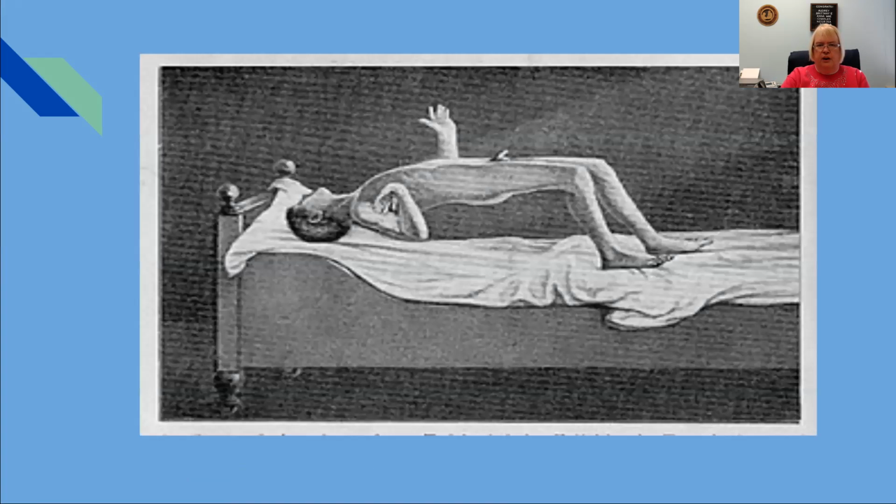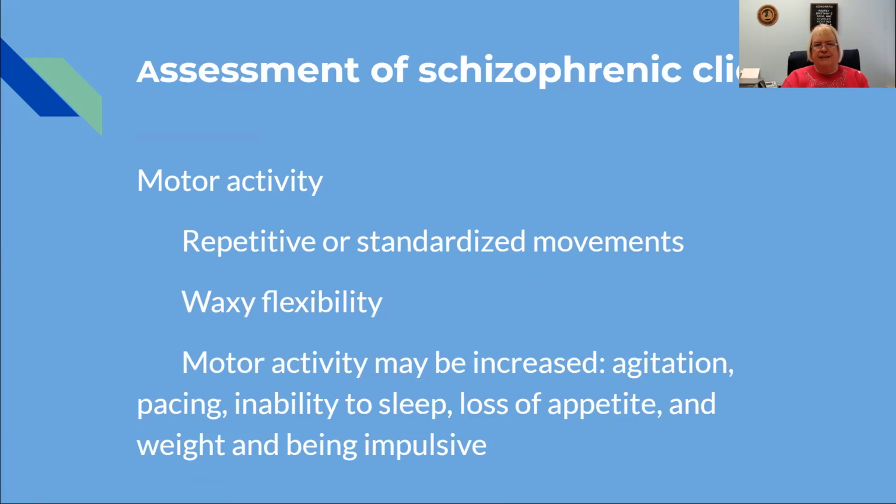This is a picture of a catatonic positioning. The motor activity can be repetitive or standardized movements. They can have a waxy flexibility. Their motor activity may be increased. It could be agitation, pacing. They could have an inability to sleep, loss of appetite, weight, and they can be very impulsive. Got to think on your feet with these people.